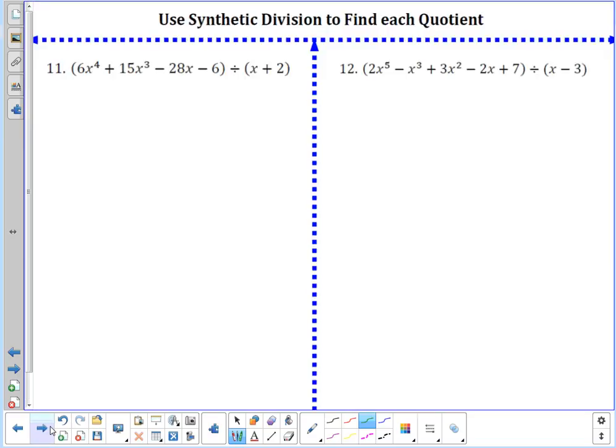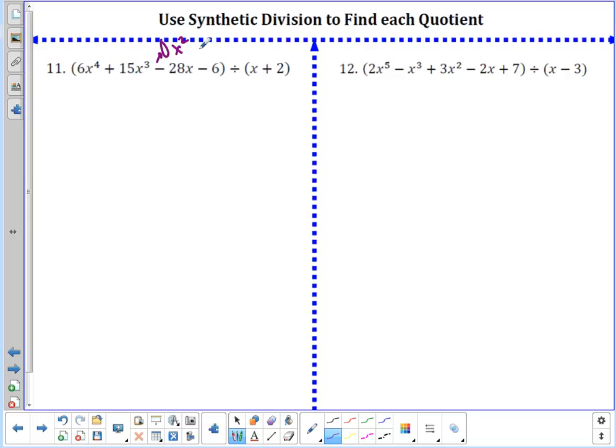Number 11. So number 11, we're going to talk about another little snafu in the mix here that we have to take care of. In number 11, I have 6x to the 4th, 15x to the 3rd, and then I jump to negative 28x. I am missing the x squared. I have to fill in a 0x squared. I have to fill it in with something that carries no weight. I have to have a hole for it. I can't just skip over that term. So I have to fill it in because I'm going to have an x squared in my result.